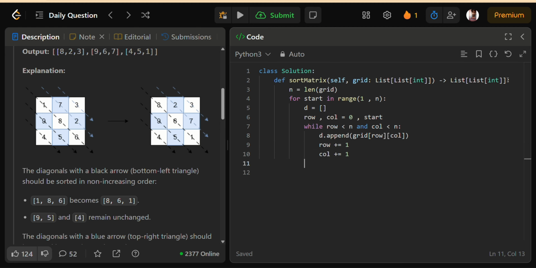Believe it or not, diagonal traversals like this are used in image processing and matrix transformations, where pixels along diagonals need to be adjusted together. So, problems like this aren't just puzzles, they connect to real-world computational tasks.